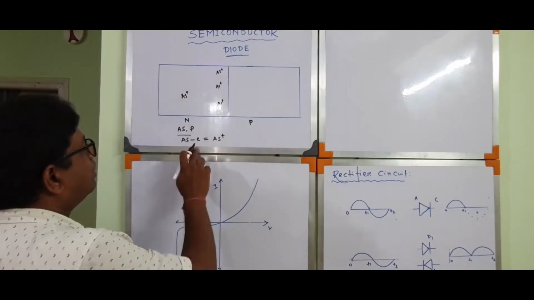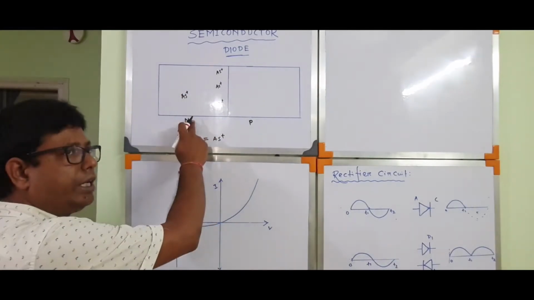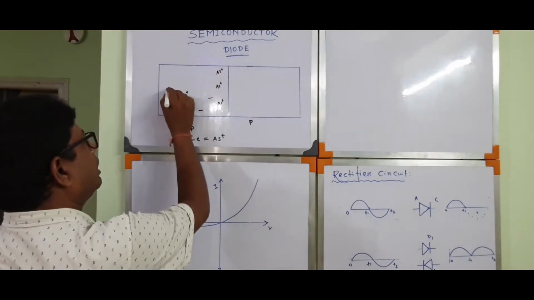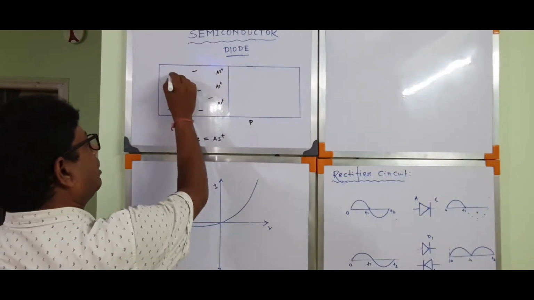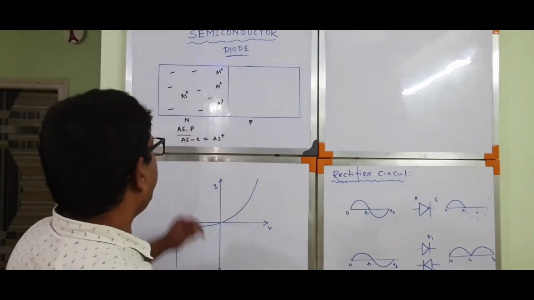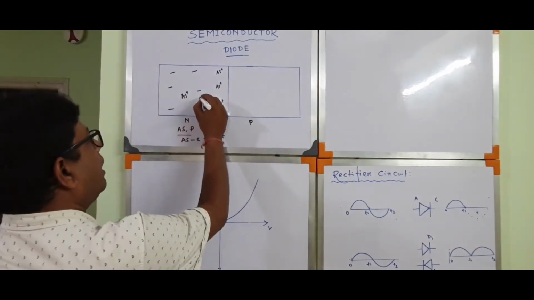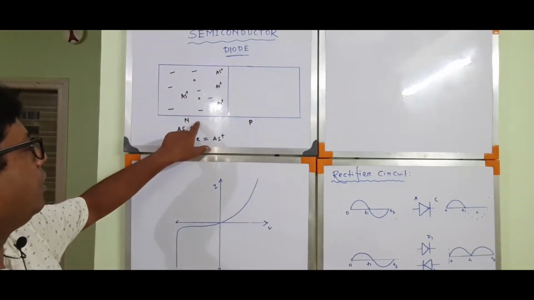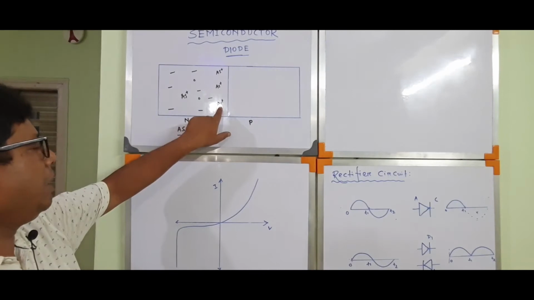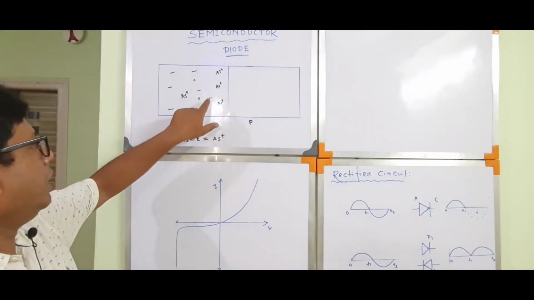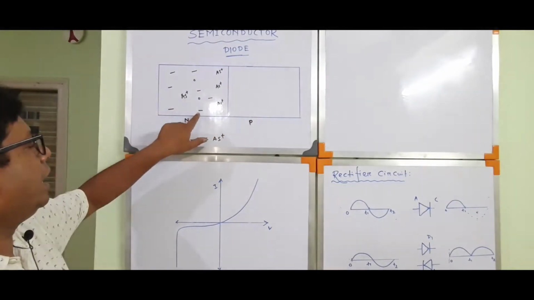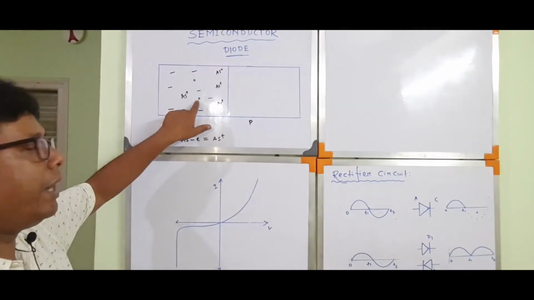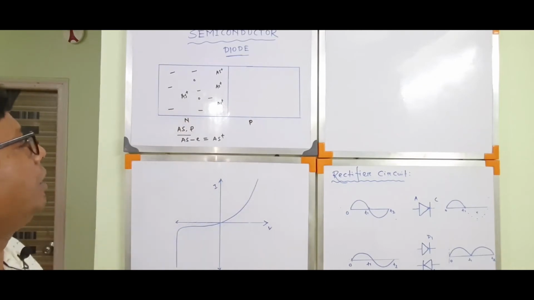At the same time, for the N type semiconductor bar, the majority carrier is the free electron, so a huge number of free electrons are there. For the minority carrier, holes are the minority carrier, so a few holes are there. So the N type bar has As plus immobile ions, a huge number of majority carriers, the free electrons, and a few holes, which are the minority carriers.